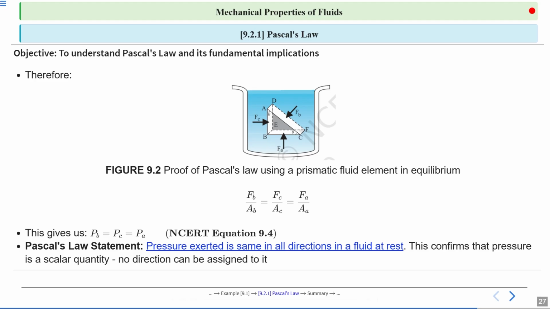This is Pascal's law statement. So pressure exerted is the same in all directions in a fluid at rest. This confirms that pressure is a scalar quantity. No direction can be assigned to it. Understanding this concept is crucial as it applies to various real-world applications such as hydraulic systems.